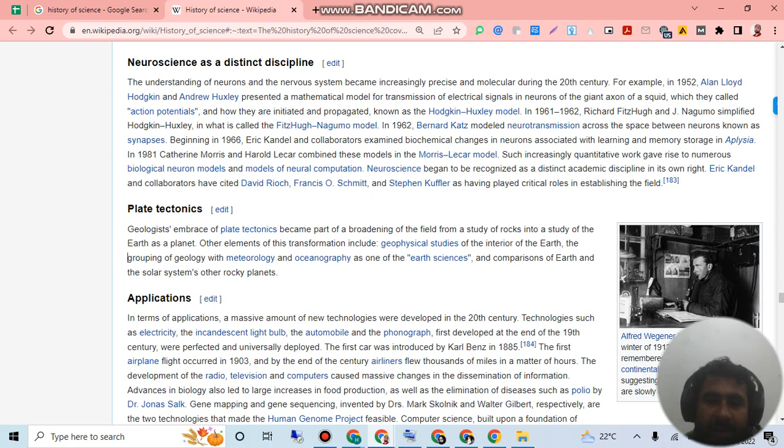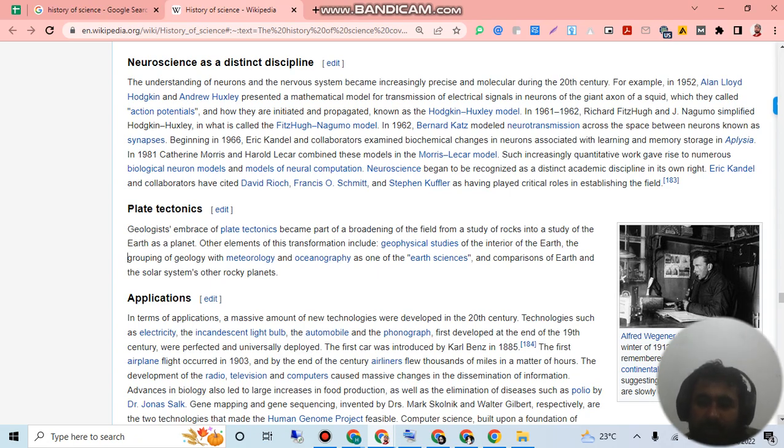Eric Kandel and collaborators have cited David Hubel, Torsten Wiesel, and Stephen Kuffler as having played critical roles in establishing the field.